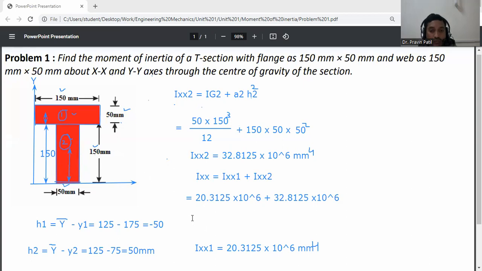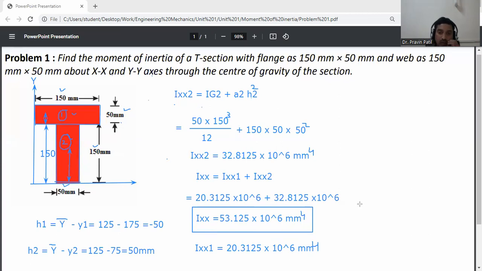Final answer, Ix is equal to 20.3125 plus 32.8125. So we will get 53.125. So 53.125 into 10 raised to the power 6 mm raised to 4. This is your Ix value.